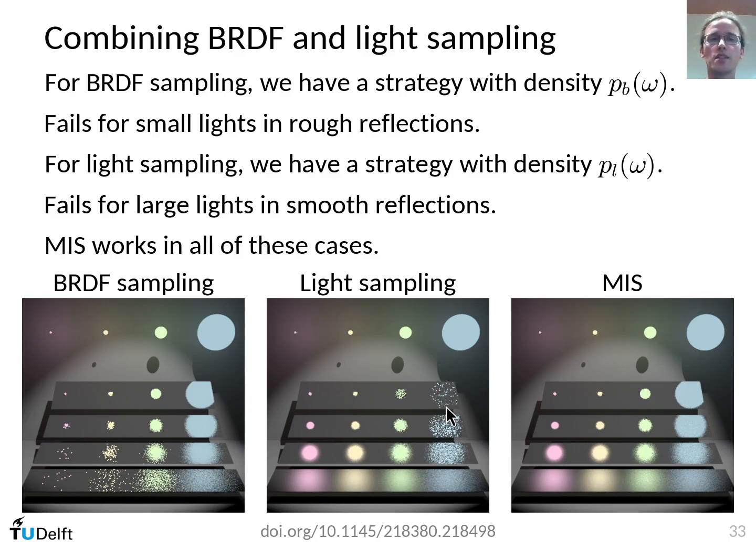With light sampling, we have the opposite problem. When we have very large light sources and we generate random directions towards it, and we have a very smooth surface, then the probability that our random samples towards the light hit this very narrow specular lobe is small, so we again get noise. And with MIS, we can overcome both of these by combining both sampling strategies in a good way.